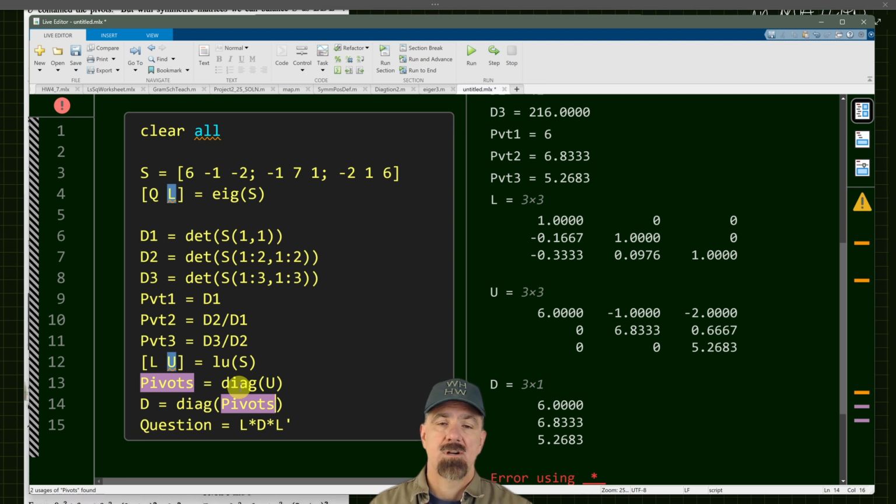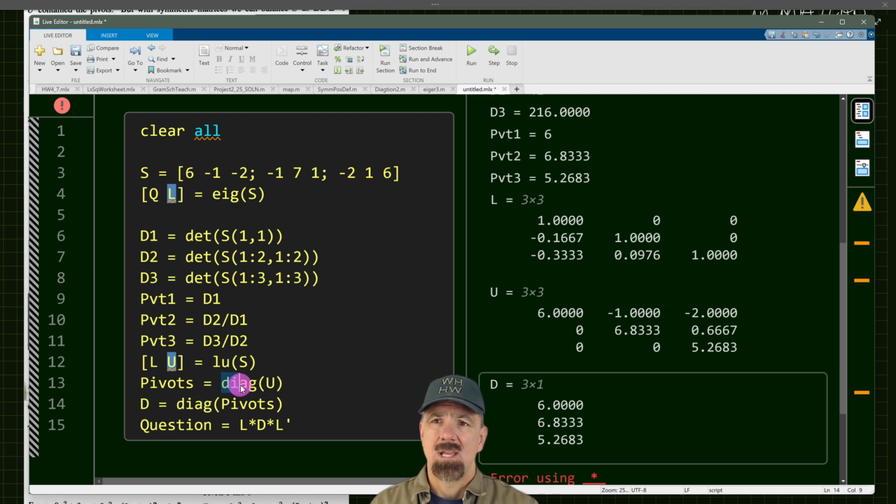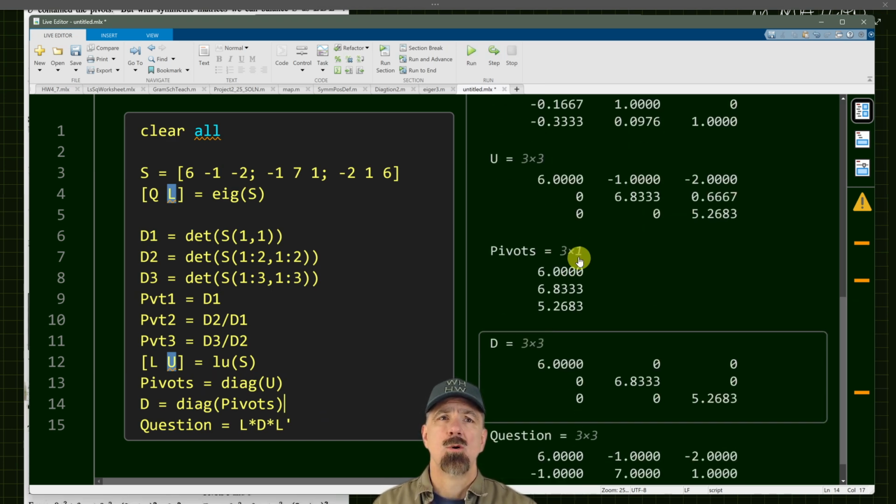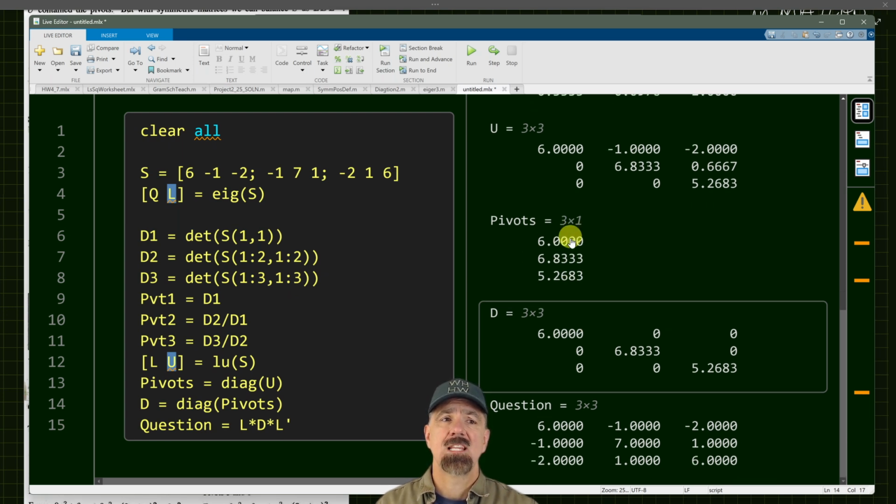This is a common occurrence in computer science. The diag command is what's called an overloaded function. So it does two things. When we feed it a matrix, it pulls off the diagonal elements as a vector. When we feed it a vector, it builds a square matrix with the vector elements on the diagonal. And we'll see that in just a second. So it pulled off the pivots. Then we take the pivots and we use those pivots to rebuild a diagonal matrix.